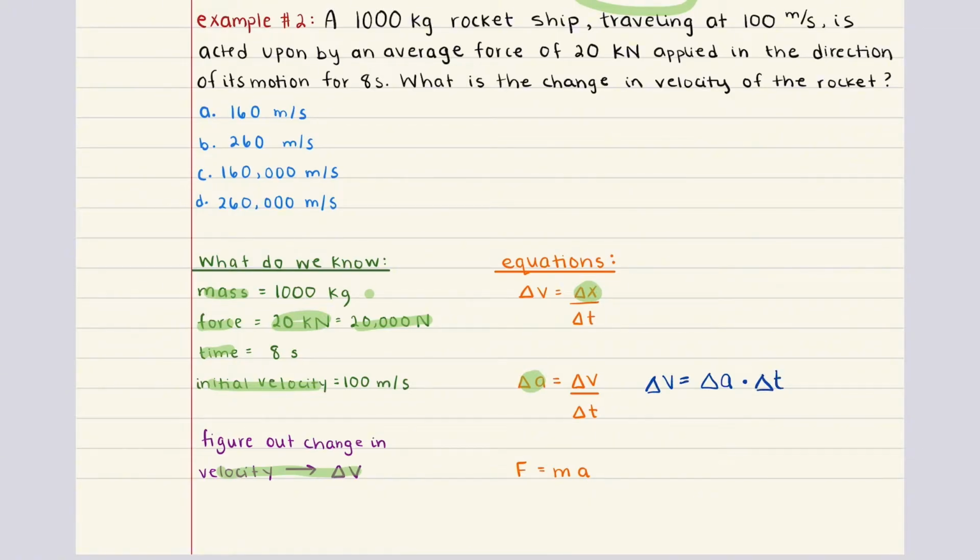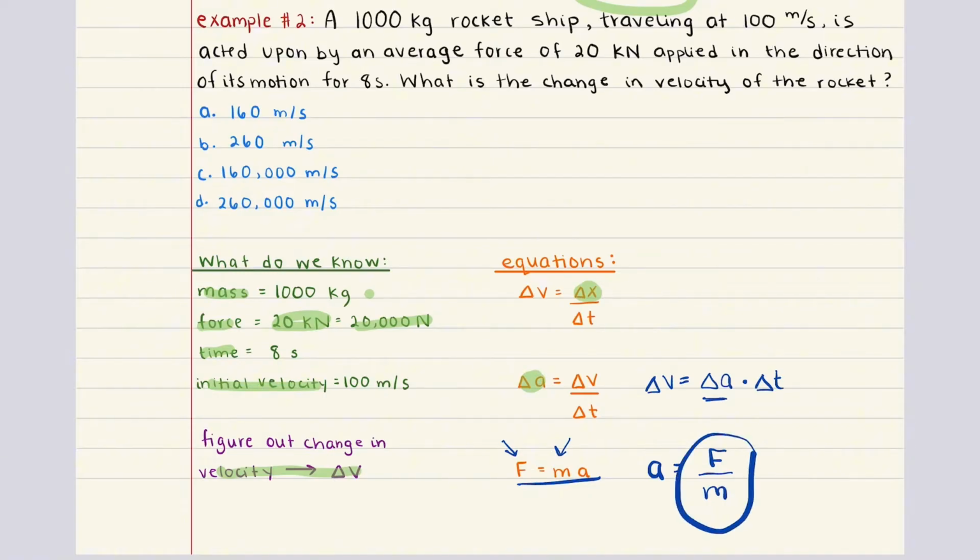Now, it's important to note that we're not directly given acceleration. However, we are given just enough information to figure it out. And the way that we can figure this out is by using Newton's second law. Newton's second law says that force is equal to mass multiplied by acceleration. We have force and we have mass. We can rearrange this expression to solve for acceleration. Acceleration is going to be equal to force divided by mass.